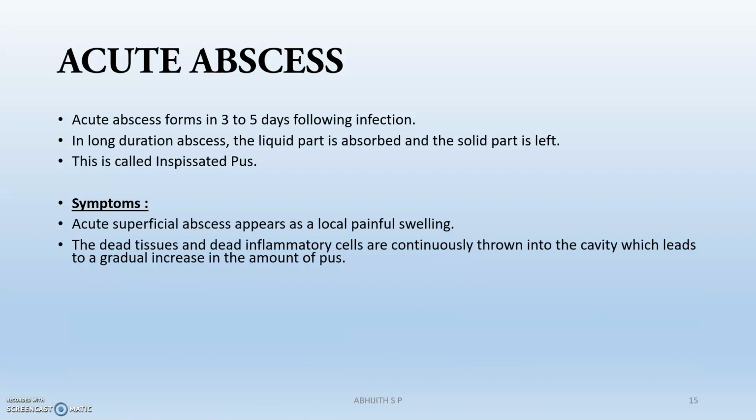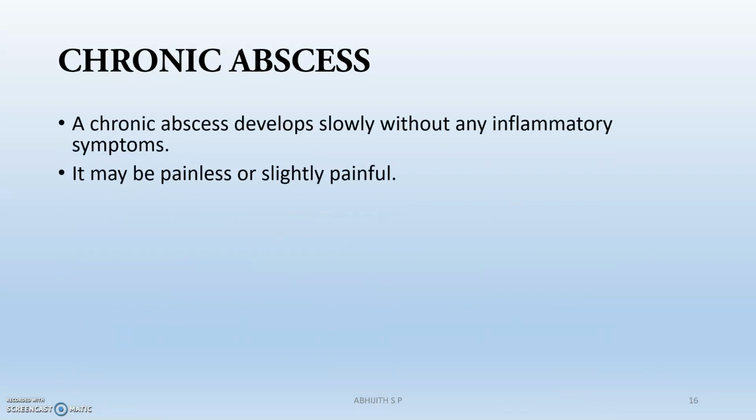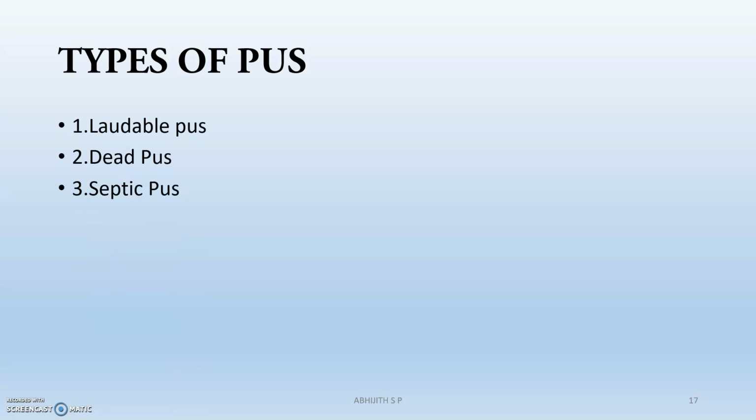Symptoms will be local painful swelling, and the dead tissues and inflammatory cells are continuously thrown into the cavity, which leads to an increase in the amount of pus. Thus the abscess enlarges till it reaches the surface of the skin. The center of the abscess becomes soft and later ruptures, discharging the pus. A chronic abscess develops without any inflammatory symptoms and will be painless or slightly painful. Primary chronic abscess usually occurs from repeated injuries and is observed on the prominences of limbs or ribs due to bed sores. Types of pus are laudable pus, dead pus and septic pus.